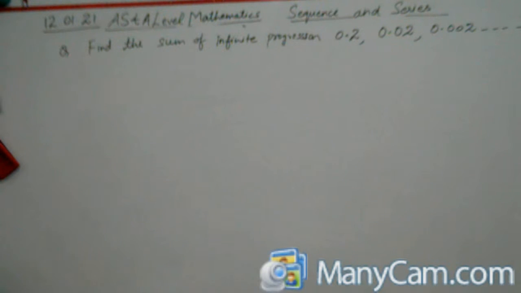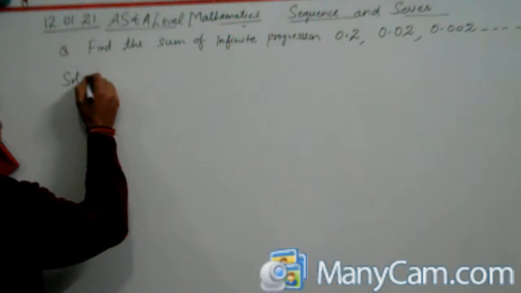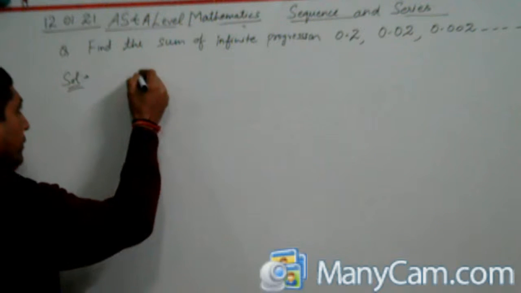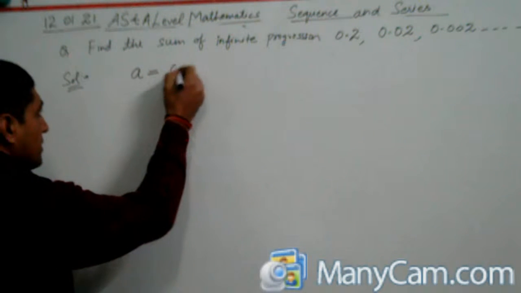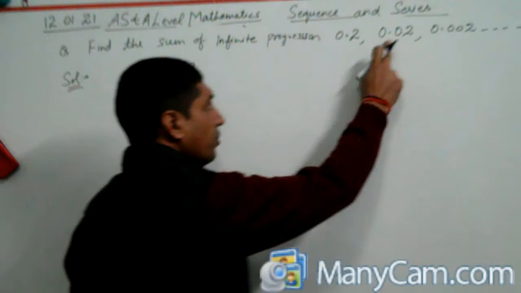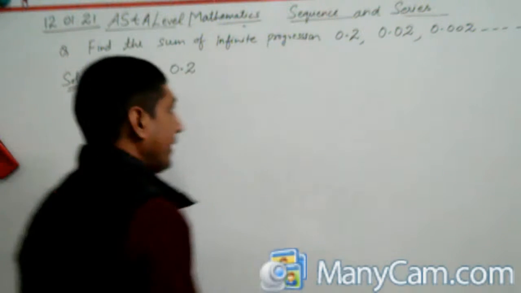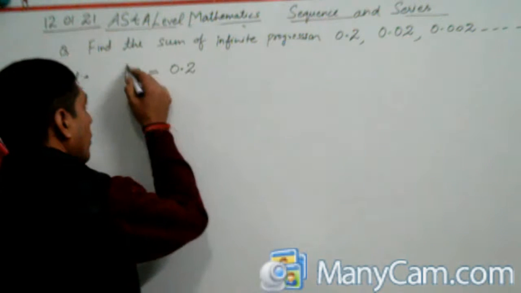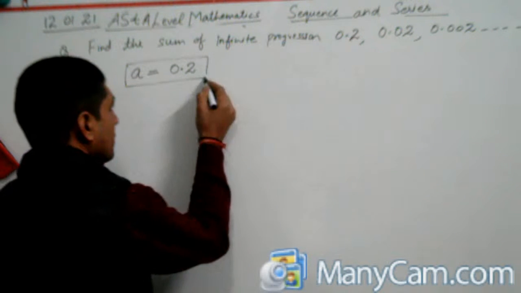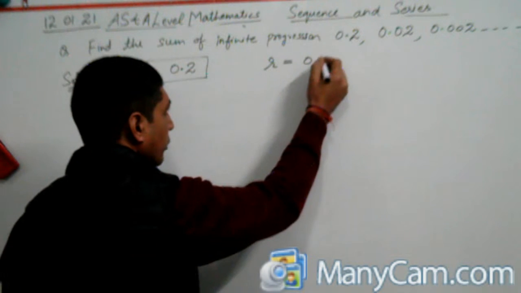Thus the geometric progression has a and r. Solution here. What is the first term? First term is 0.2. 0.2, 0.02, 0.002, and so on. And what is the common ratio? Common ratio here is 0.1. r is equal to 0.1.